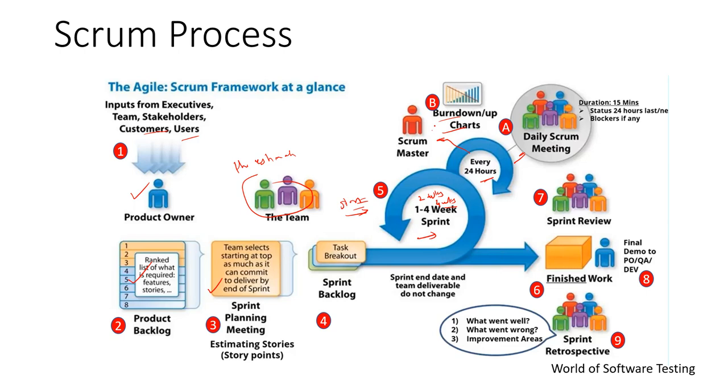Once the sprint cycle is completed, the piece of code or the application with some functionality developed will be available. Once the first cycle is completed, we can finish the work here. After finishing the work, we will have a sprint review. This is the 7th step, that is the sprint review.